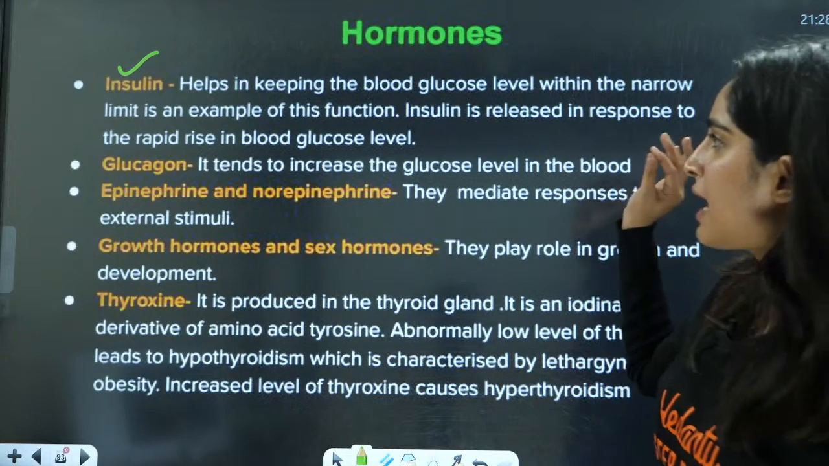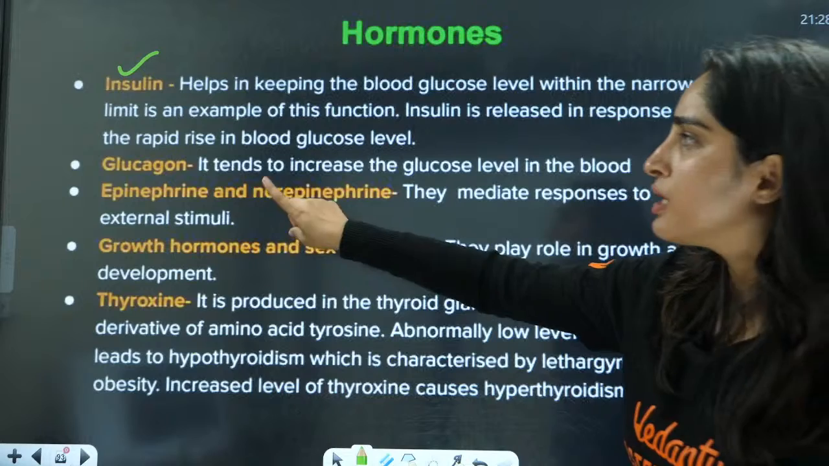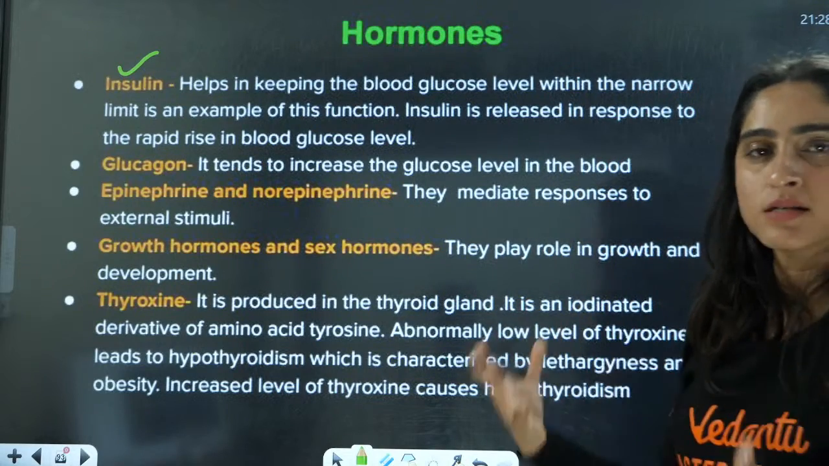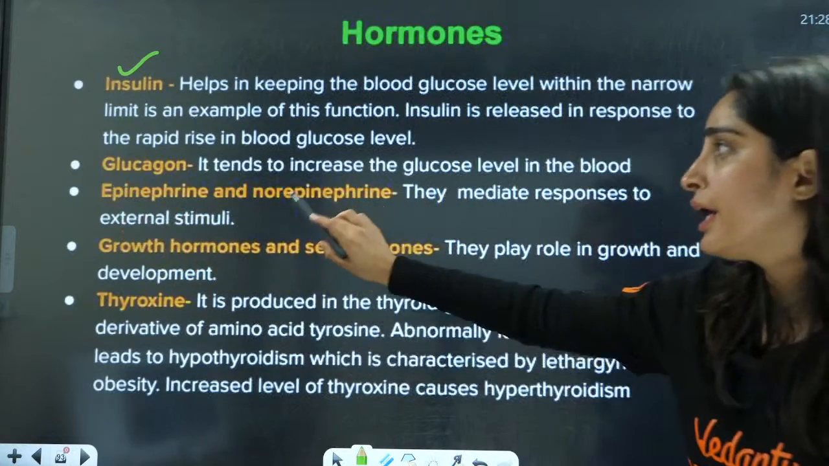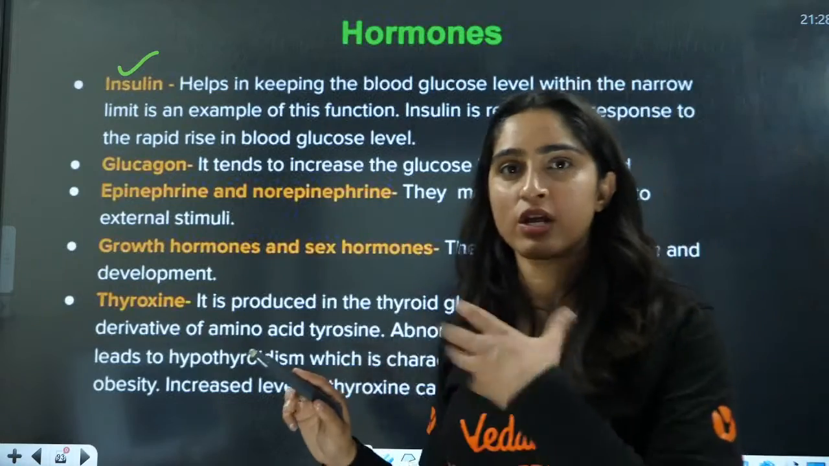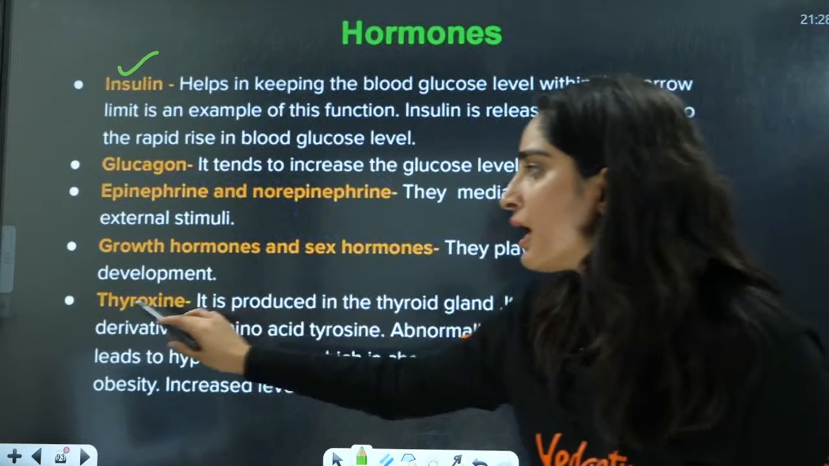Then we have glucagon. Glucagon tends to increase the glucose level in the blood. It increases the glucose level. There are also epinephrine and norepinephrine. Okay, so they mediate responses to external stimuli. Growth hormone is responsible for growth.